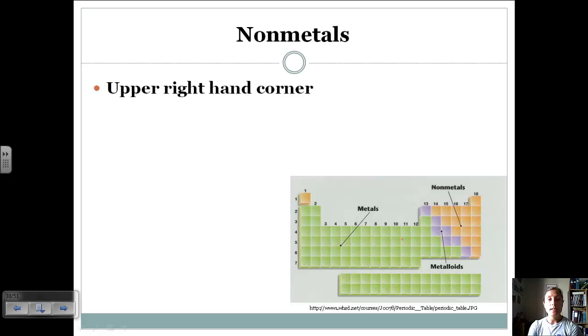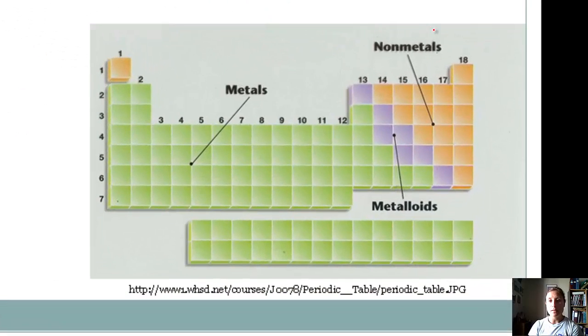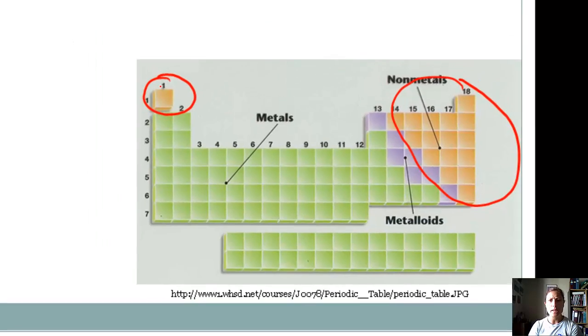Okay, on the other side of the periodic table, we have the nonmetals. Nonmetals are located in the upper right-hand corner, and then we've also got hydrogen. Hydrogen is just kind of one of those odd ones.